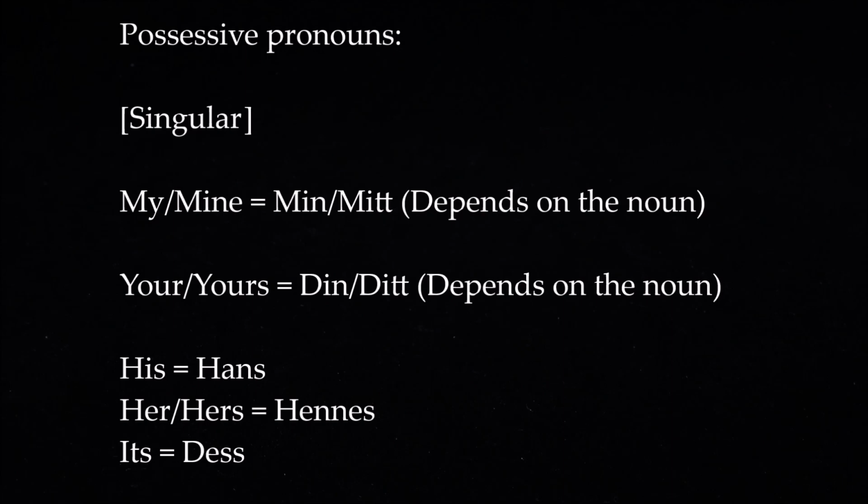Starting with my and mine. Now again, we will have two options here, and once again, it's going to depend on the noun itself. So don't mind that for now, and just go with it. So, the two words for my and mine are min, and mitt. Same thing with your and yours. It's din, and ditt. When something is his, you say hans. But when it is hers, you say hennes.